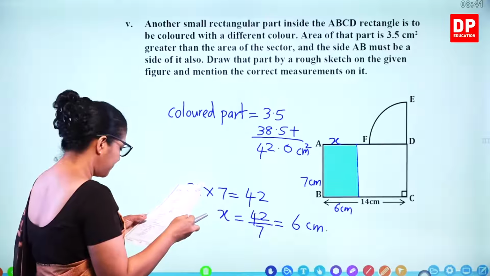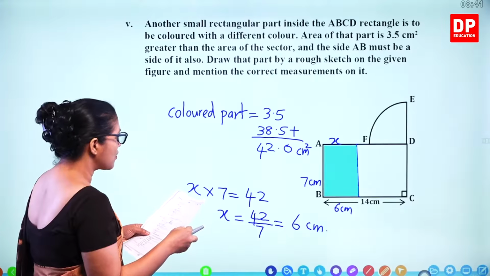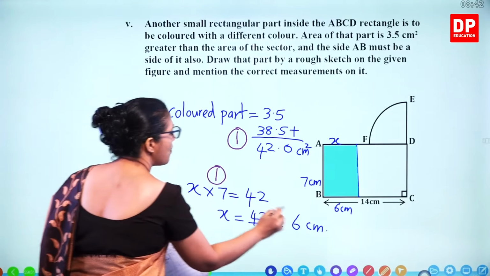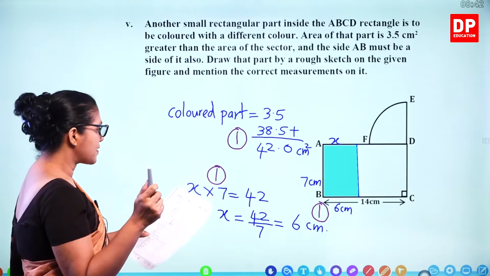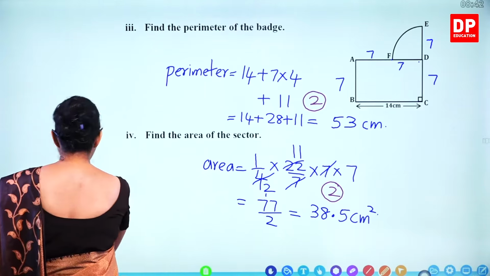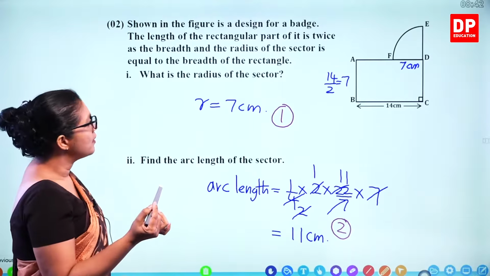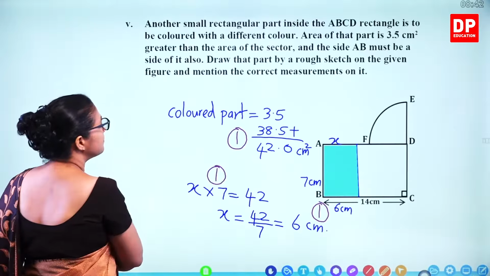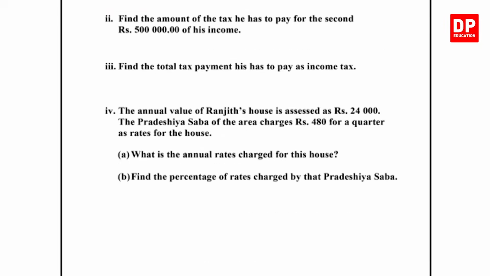So, how many marks? So, 6 centimeter and here altogether 3 marks. Finding this one will give 1 mark, equating to this one 1 mark, and showing that this is this one 1 mark. So, 3 marks there. So, 3, 4, 5, 6, 7, 8, 9, 10. So, this question also total marks 10. Now you can try question number 3.